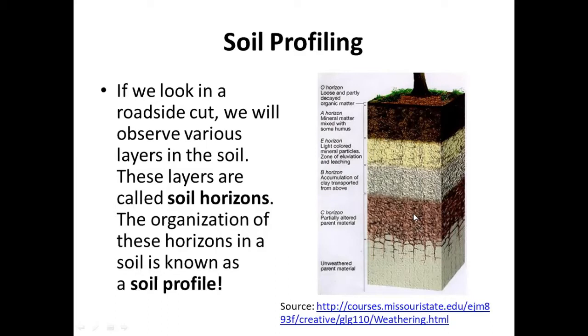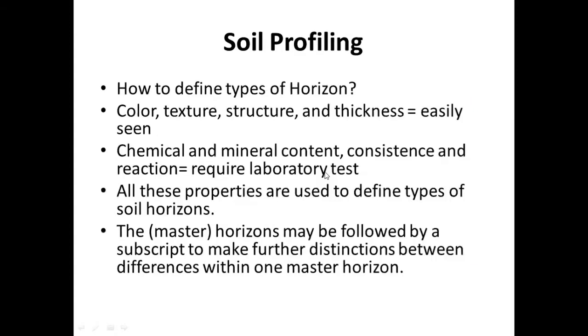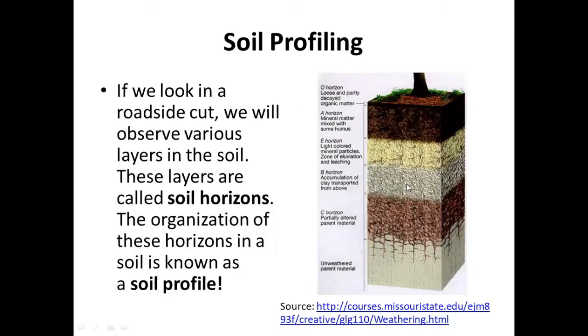If we look at a roadside cut, or what I already mentioned about the pond cut, we will observe various layers in the soil. These layers are called soil horizons. This color, then this one, then this one, and this one. Grossly, there are 1, 2, 3, 4, and 5 horizons. The organization of these horizons, when this one comes, then this one, then this one, and finally the bedrock, is the organization of the layers. This organization of the layers is known as a soil profile.